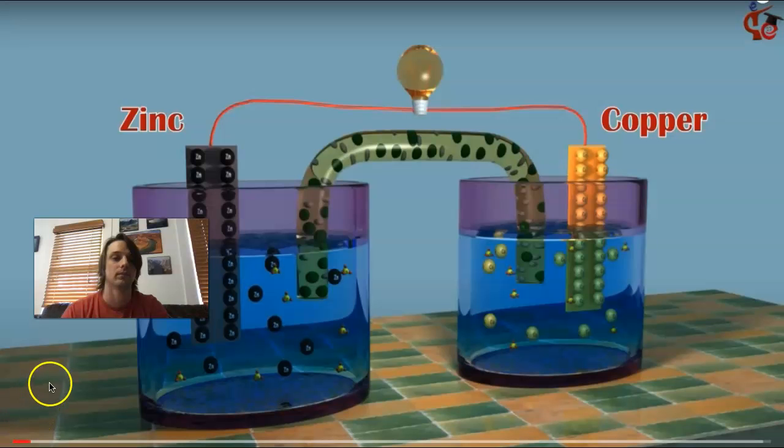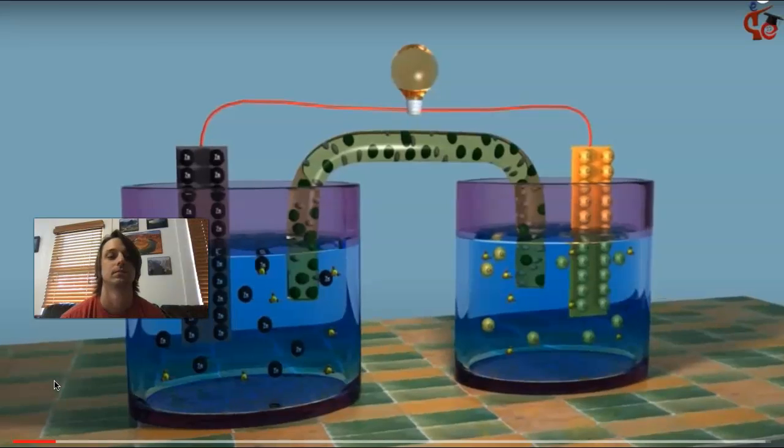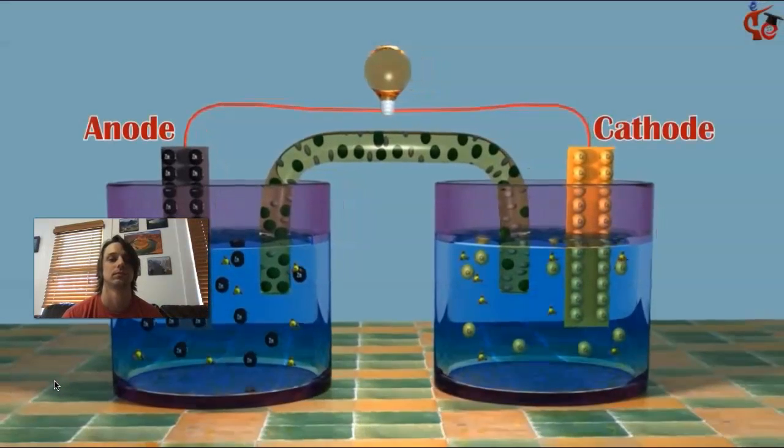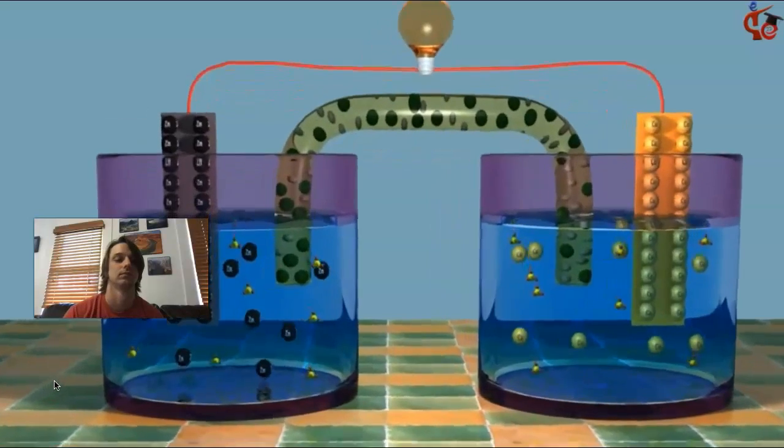A useful galvanic cell can be constructed by using zinc and copper. The anode is a zinc bar placed into a zinc sulfate solution.